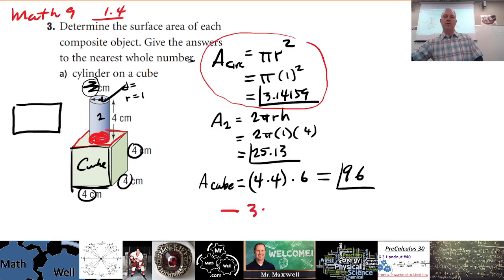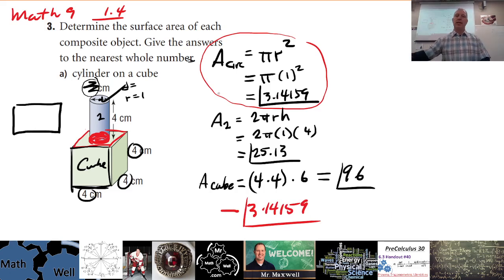So minus 3.14159. Okay, we counted it on top, and that's great, but we have to subtract it from the surface on top of the square. So I have to subtract it.